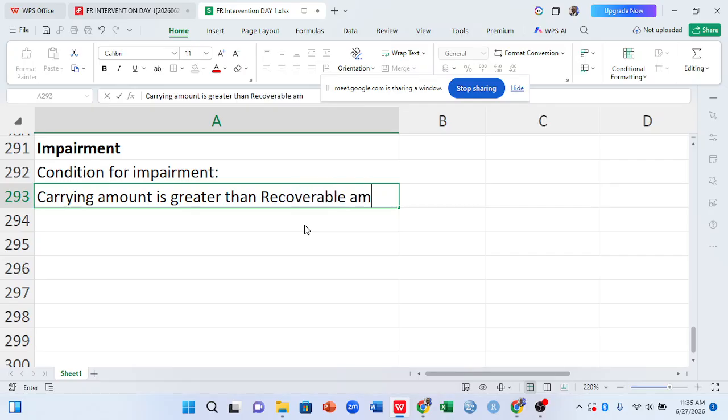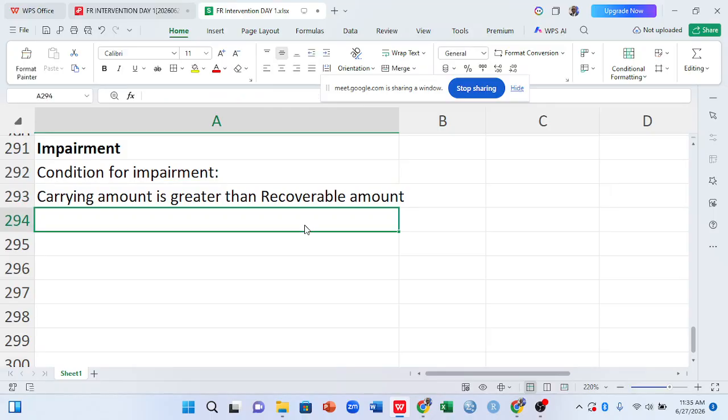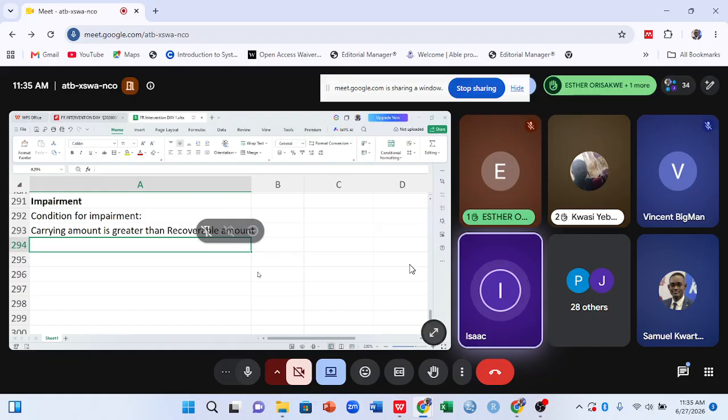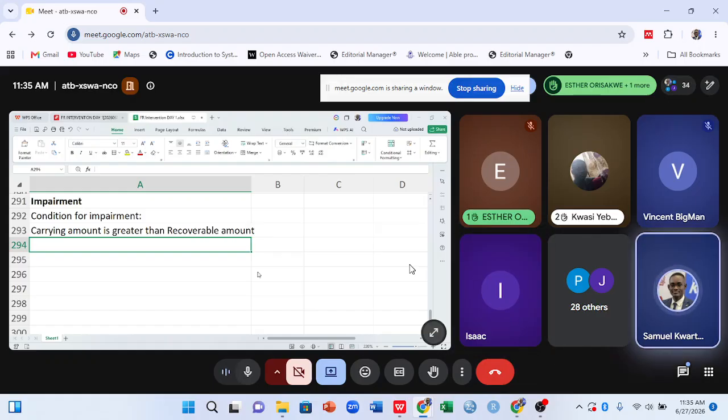So in the case whereby you check and you realize that this condition is not met, what will be your answer? It means that it is not impaired. It means that there is no impairment. So this is the first condition you check before you solve any impairment question. You check if the carrying amount of the asset is greater than the recoverable amount. If it doesn't meet this condition, then your answer will be that there is no impairment in that particular question. So that's the first thing you do.